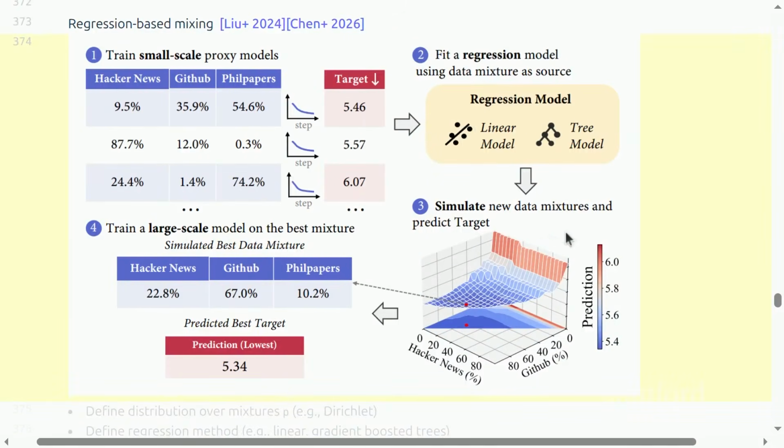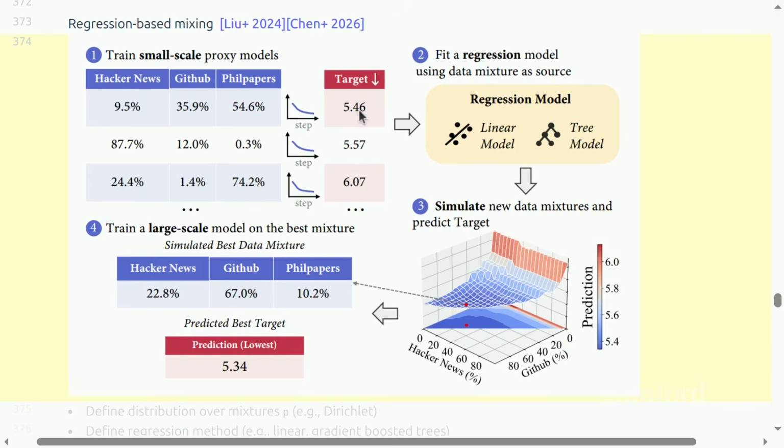And the idea here is relatively simple. So first, let's say you're trying to train a large-scale model. So you go to a small scale, let's say 300 million parameters, and you try different data mixtures. Let's say you have 3 components, you try different mixtures, and then you train these small models. So you train a swarm of small models. Each model gives you a loss on some target metric. It could be some downstream evals, it could be perplexity, whatever you want.